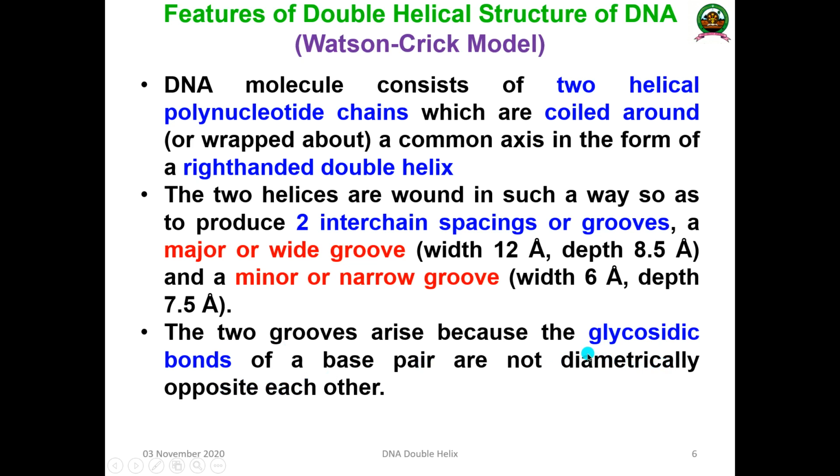Yesterday we discussed that DNA is stabilized by 4 different forces. The 2 strong bonds are the phosphodiester bond and the glycosidic linkage. The glycosidic linkages are present between sugar and nitrogenous base. They are not diametrically opposite each other. Yesterday we discussed that they can produce rotational isomers, and due to this they are not properly in a diametrically opposite direction. That creates a space, which is why it is known as the grooves.